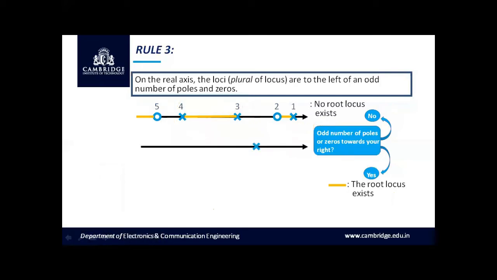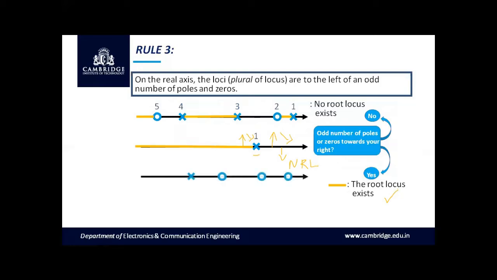This is another example in which I have only one pole. You can follow the same procedure. Take a point at this location. Look towards your right. We don't have any odd number of poles and zeros. Hence, NRL, root locus does not exist. Now take a position at this point, and look towards your right. Ask the same question. Are you able to see any odd number of poles or zeros towards your right? Yes, I can see an odd number of poles. Hence, root locus exists to the left of an odd number of poles and zeros.